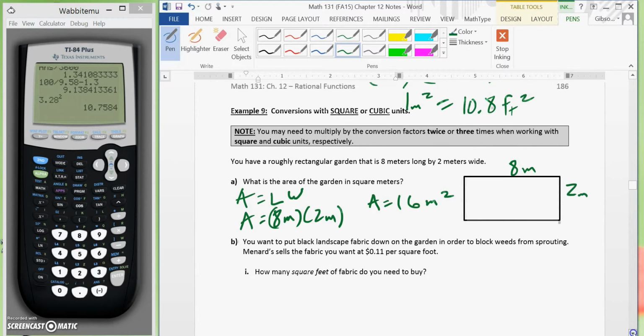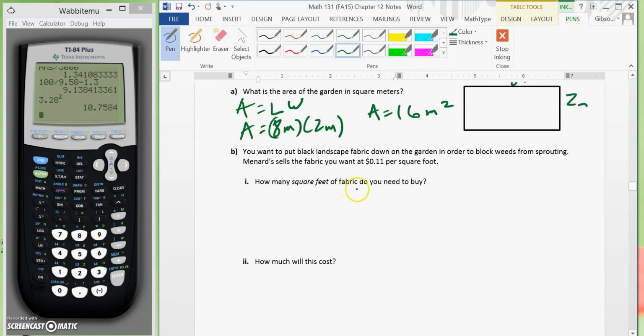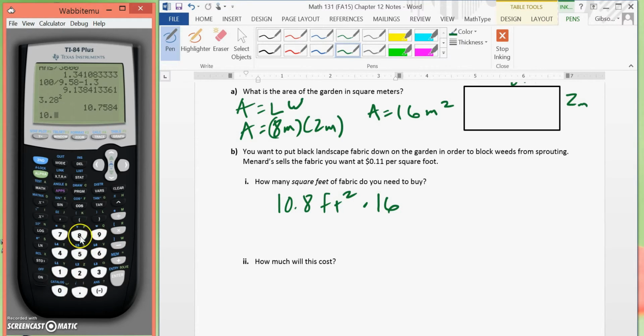Okay, so now it says how many square feet of fabric do you need to buy? So we know we had 10.8 square feet is equal to 1 square meter. So we would have to multiply that by 16. So we would take this 10.8 times 16 to see how many square feet we have.